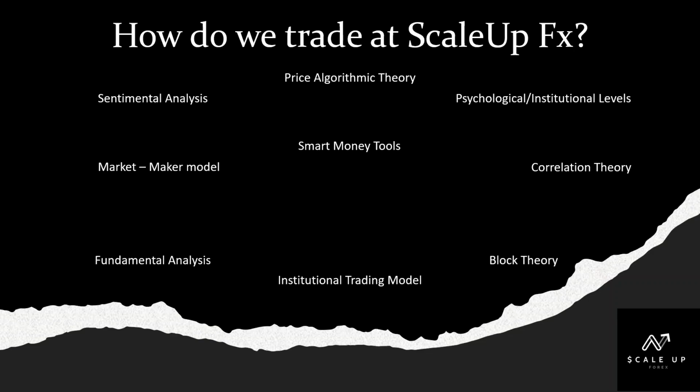Correlation theory is one of the important tools we use here at ScaleUp FX to understand how the markets are moving. Are they moving in tandem with each other? If we have a bullish dollar, we should see a bearish euro and a bearish pound to the US dollar. Sometimes we have cracks in correlations, and those are the types of things we look at when we talk about the correlation theory. Then there is the block theory, which covers order blocks, breaker blocks, and proportion blocks.